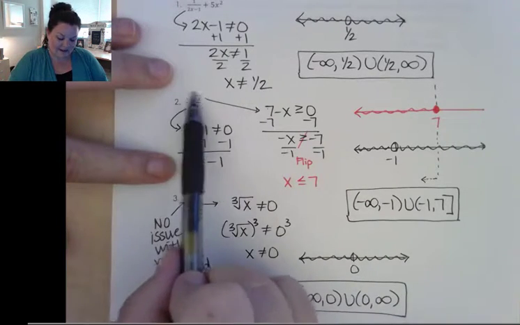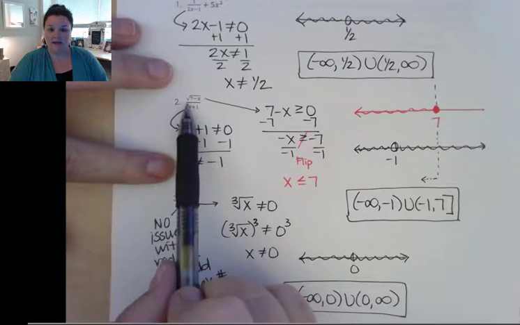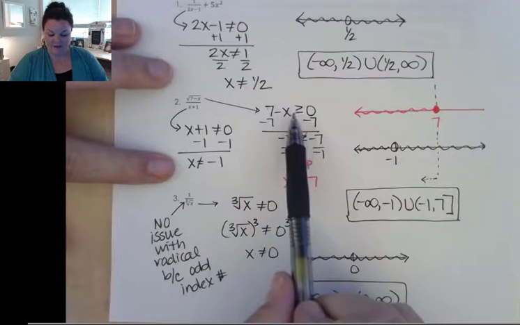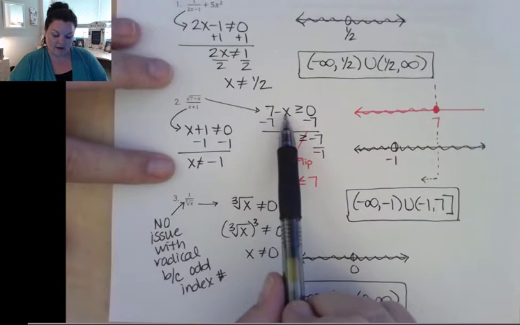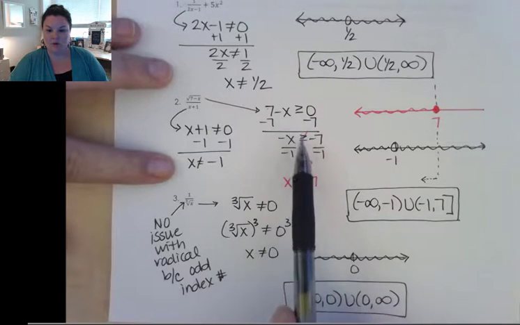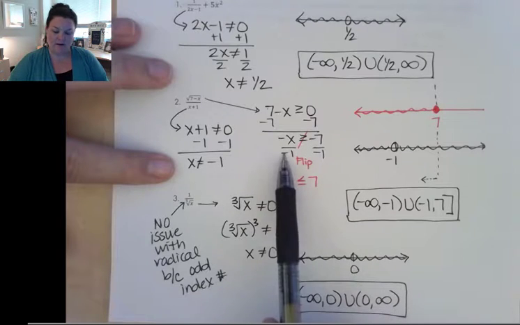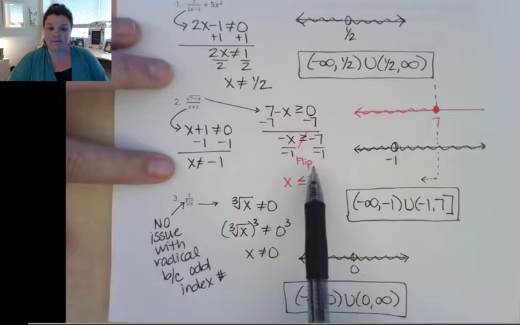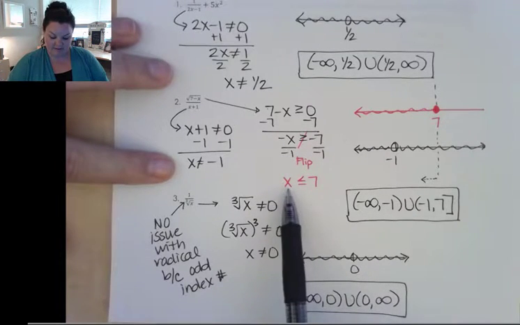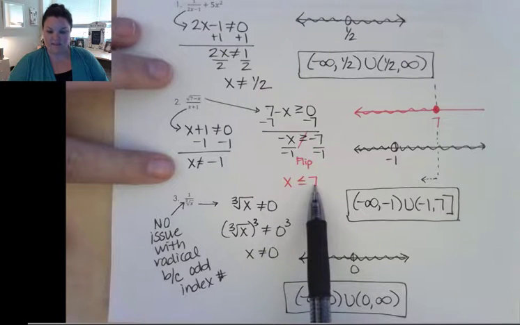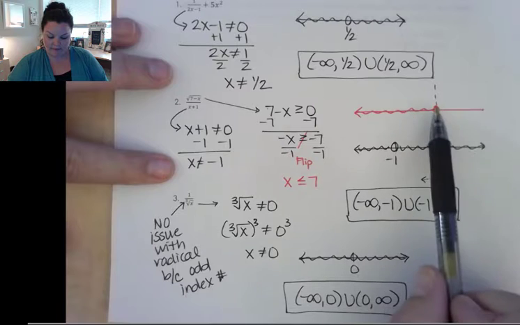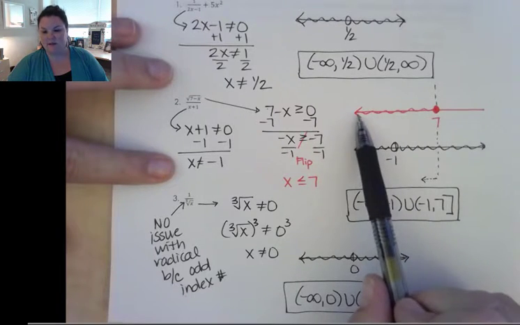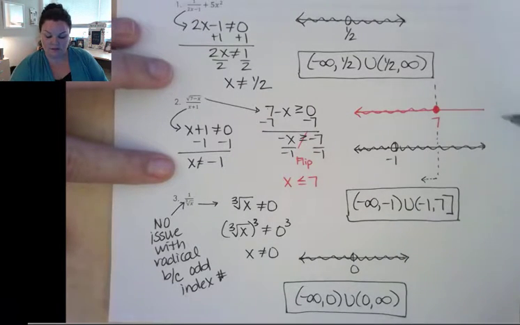But we also have an even root radical, and even root radicals have to be greater than or equal to 0. So I set 7 minus x greater than or equal to 0. I move my 7 over, divide off the negative, which flips my symbol, and I'm left with x is less than or equal to 7. So I graphed that on my number line here. From 7, I can go as far as I want to the left. These are the two issues we have with this function.